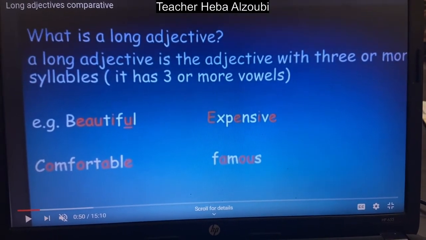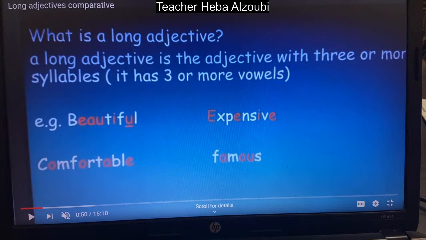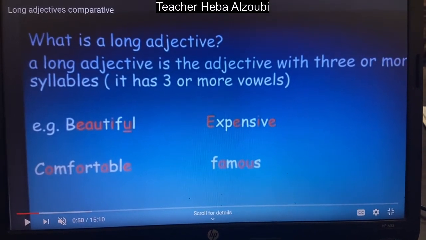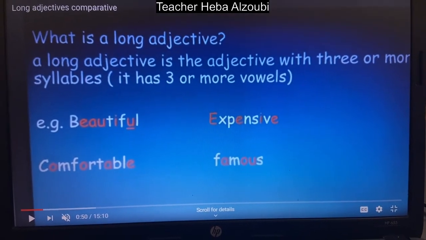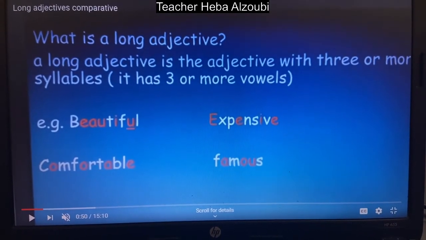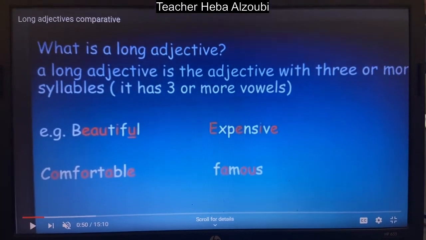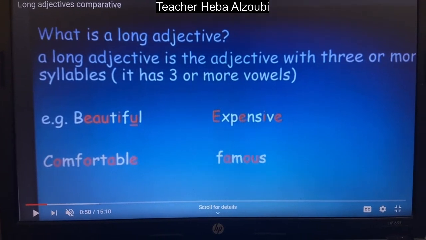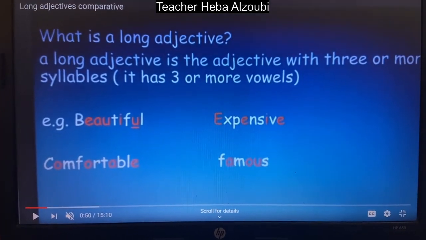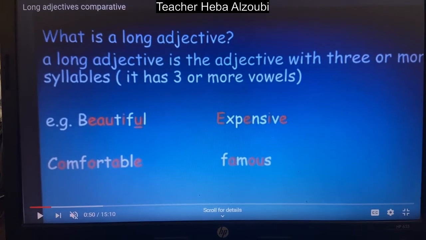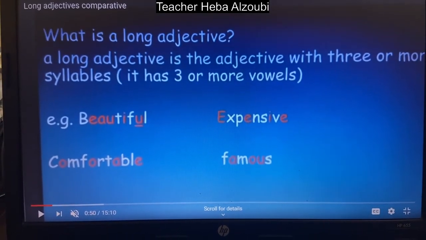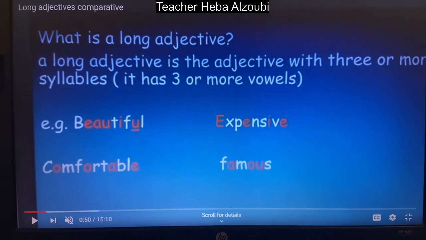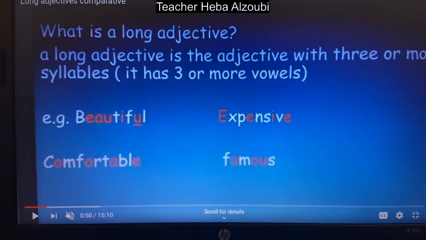Now, let's remember what is a long adjective. What is a long adjective? A long adjective is an adjective with 3 or more syllables, or it has 3 or more vowels. Look at these adjectives: beautiful, expensive, comfortable, famous. The red letters are the vowels.